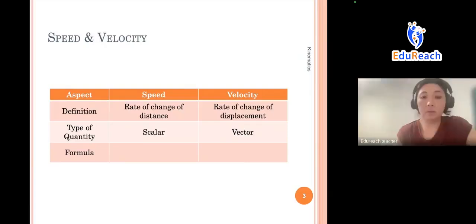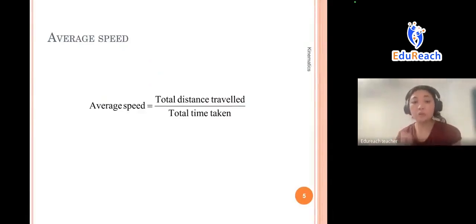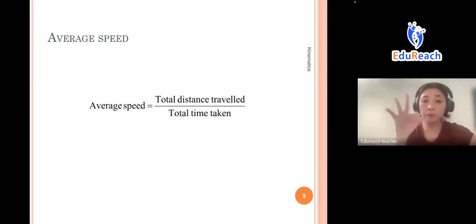Okay, moving on. Average speed. If you remember from primary school maths, your teacher might have taught you that average speed is the total distance traveled divided by the total time taken. And this also includes any rest time that might be within the particular journey. So average speed is total distance traveled divided by total time taken. So far we have three different formulas here: speed, velocity, and average speed.